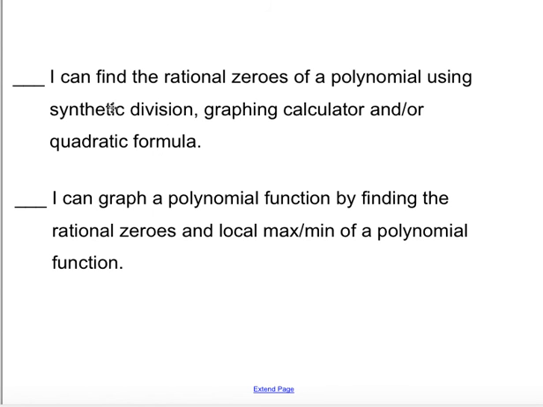So our learning target was to find the rational zeros of a polynomial using synthetic division, graphing calculator, and quadratic formula. I can graph the polynomial function by finding the rational zeros and the local max and min of a polynomial function.